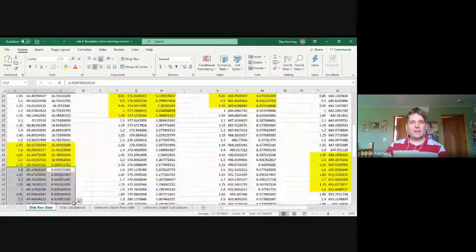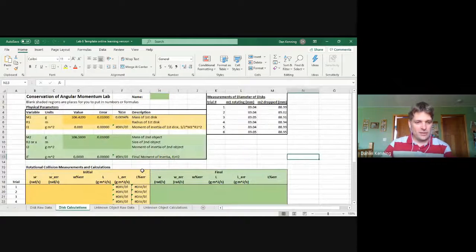Your job, essentially, is to complete this template. So on the next tab down below, I have disk calculations. I've provided the information that you need. I have provided the diameter of the disk that I measured up here. I measured the diameter 6 times and provided that information for you.